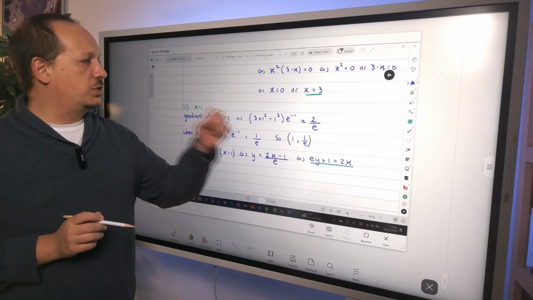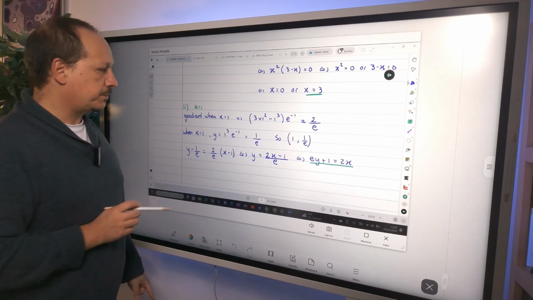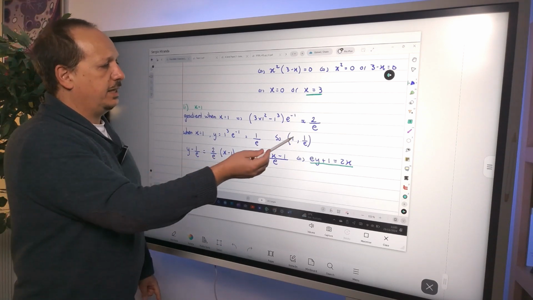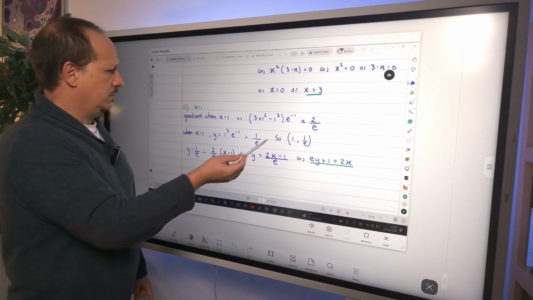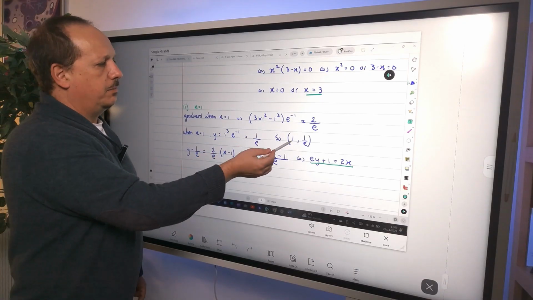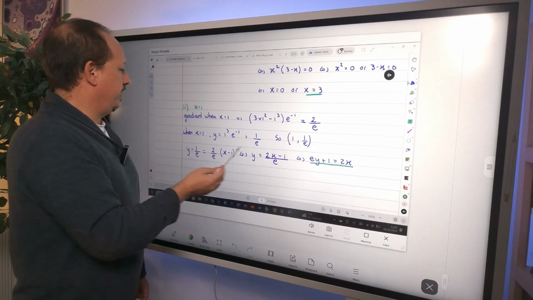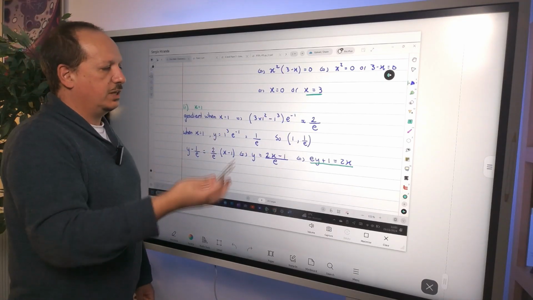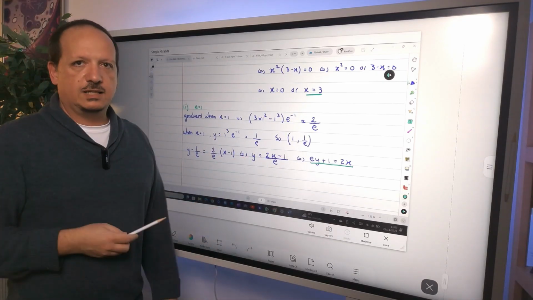Okay? You could also, over here, plug in the value 1 and 1 over e on the equation of the straight line to get the value of c. You will get exactly the same result.